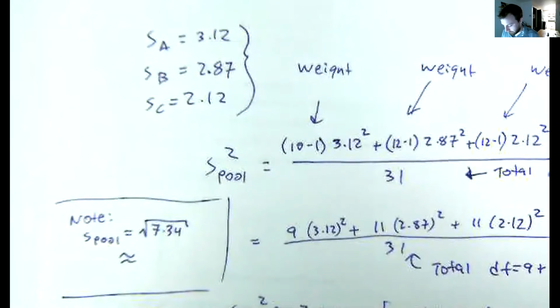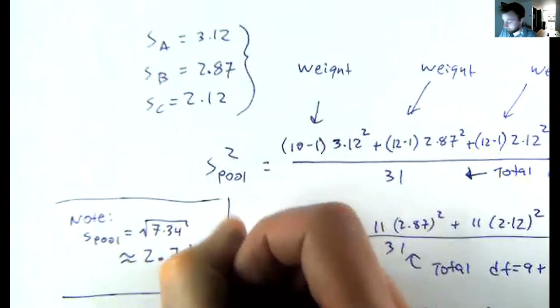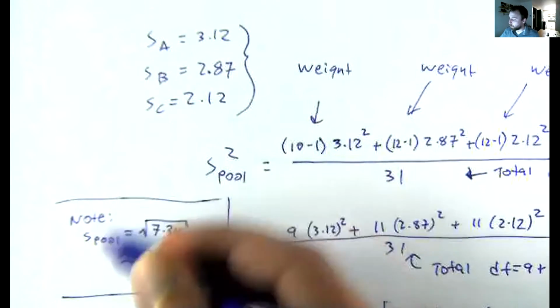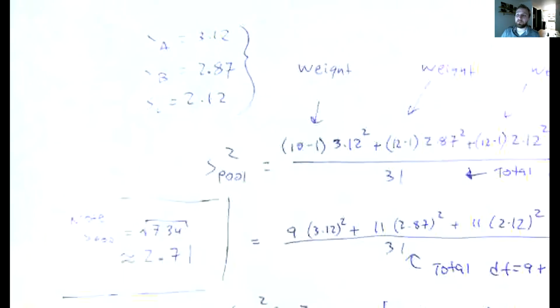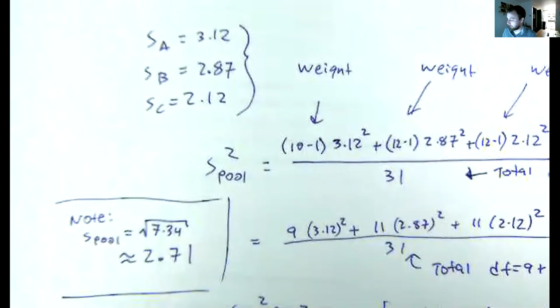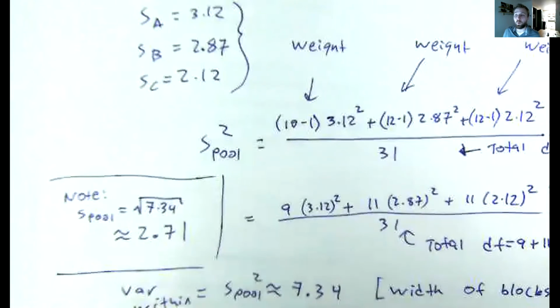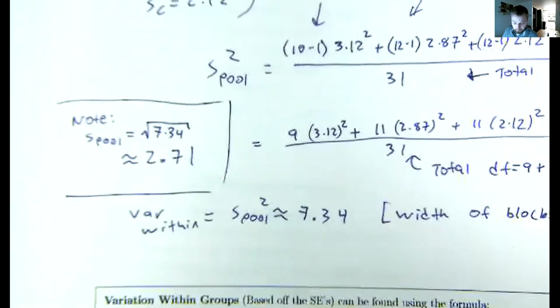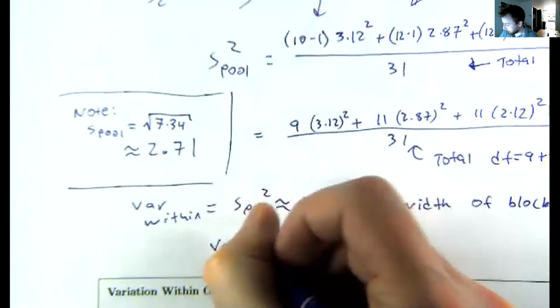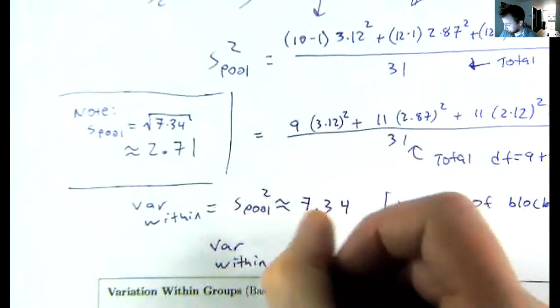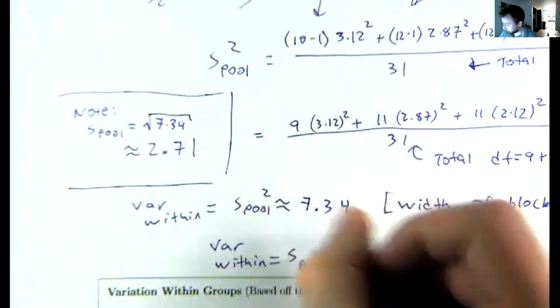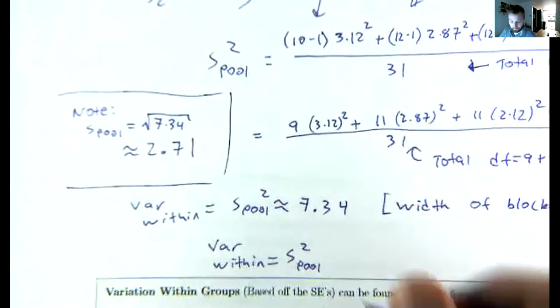Let's see what I get if I actually do this. 2.7, great. So this pooled standard deviation is kind of the standard deviation that's in the middle of everything. Sort of like capital X bar is in the middle of my averages, S pool is kind of in the middle of my standard deviations. Here's the process that we use to find this. The variation within, which is my S pool squared, my pooled variance.